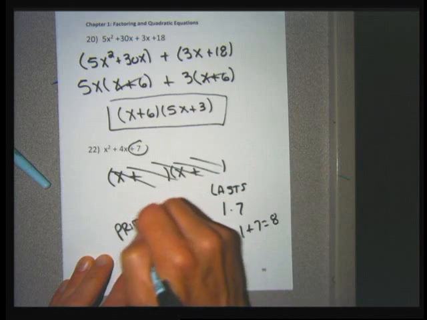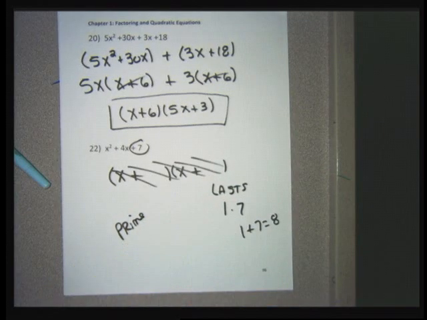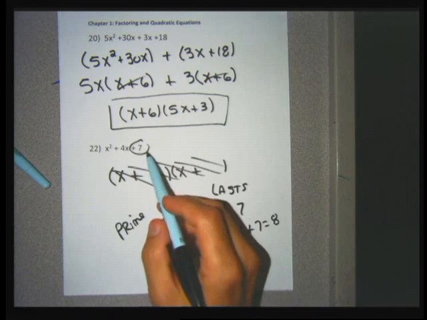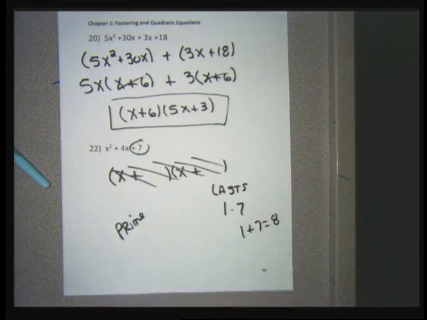So you can tell a trinomial, a problem with 3 terms, is prime if when you hunt out the lasts, you can't find the lasts, the numbers that work with the last number to give you the middle number. And it's just prime.